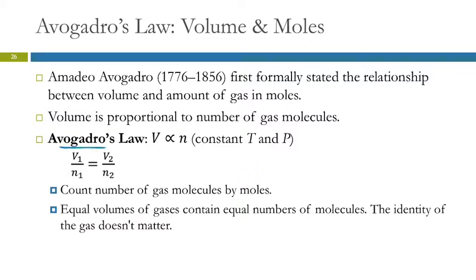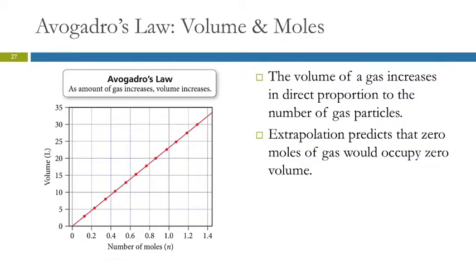So Avogadro's law, another one to remember. V1 over N1 equals V2 over N2. Equal volumes of gases contain equal numbers of molecules. The identity of the gas doesn't matter. Doesn't matter what gas it is. Does that bother you? It should kind of bother you, I think. Because with liquids and solids, what the substance is matters. It's going to affect its volume. We'll talk more about that in a minute.